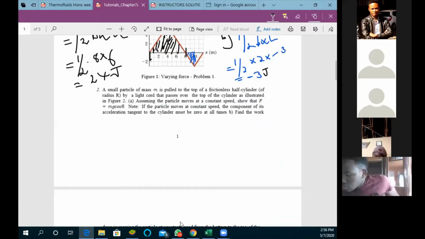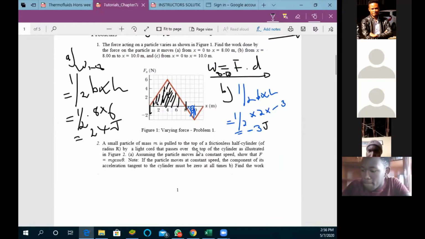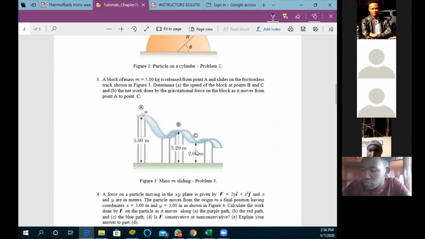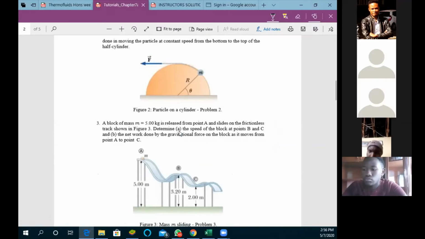Okay, the second question requires you guys to integrate. So we're not going to do it because you've not done integration. So I'm going to jump to question number 3.